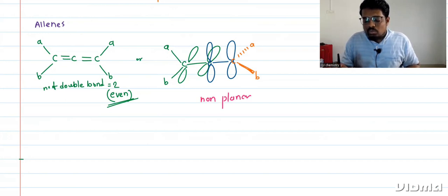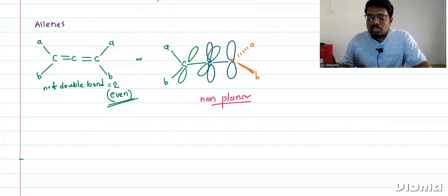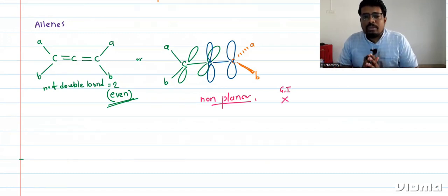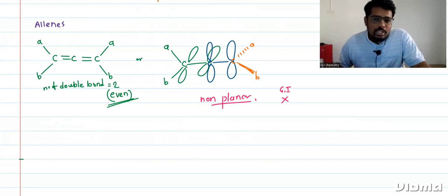And we know that a non-planar system does not show geometrical isomerism. So here the groups bonded to the terminal carbon are different, but the system is non-planar. So non-planar systems do not show geometrical isomers. Geometrical isomers are not possible. So we have to remember, if the allene system contains an even number of double bonds, the system is non-planar and geometrical isomers are not possible at all, right?